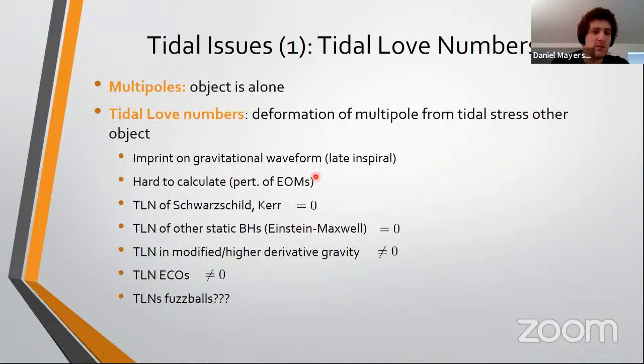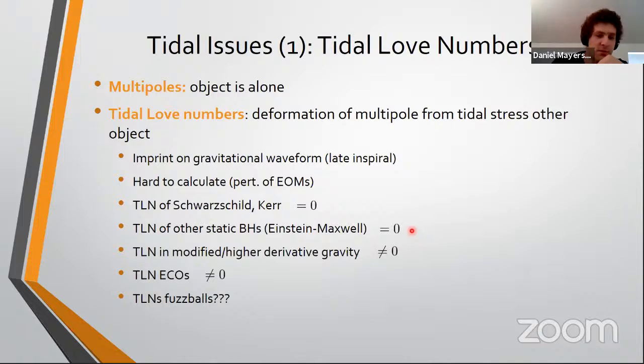Now, just to give you an idea of things that have been calculated. For example, for Einsteinian black holes, we're pretty sure now. Schwarzschild has been settled for a long time. For Kerr, there was some recent debate, but I think roughly it's now being settled that the tidal Love numbers of Schwarzschild and Kerr are 0, exactly vanishing. Other static black holes have also been studied, for example Einstein-Maxwell, where the Love numbers also vanish.